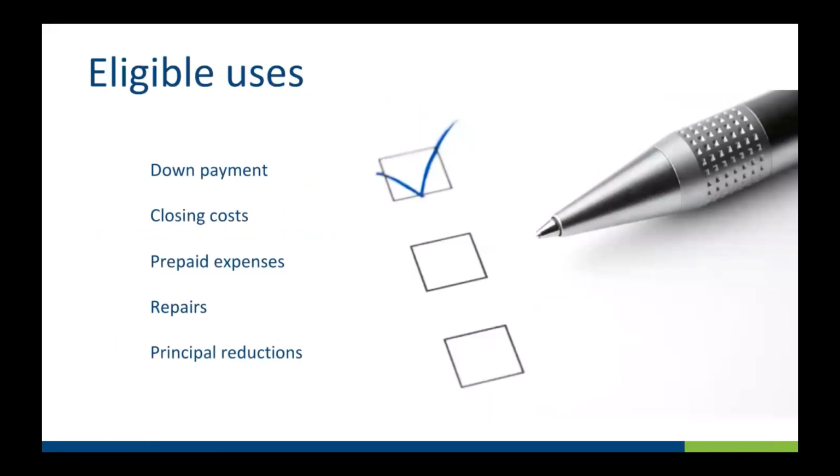What are the eligible uses of these funds? Obviously, down payment, closing costs. Some of them could be used to pay prepaid expenses. There are some programs that will allow for repairs or rehabilitation of the property. That can be particularly helpful for disabled household members, properties that maybe are not quite market ready, and with a little bit of rehabilitation or repair can be brought to market ready.